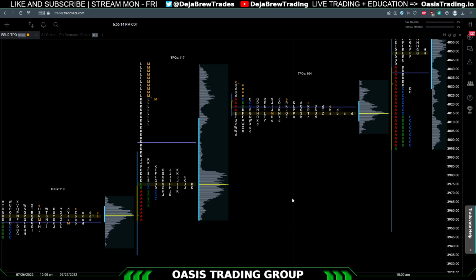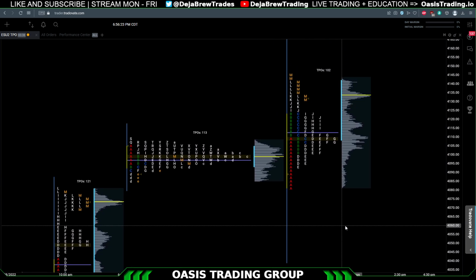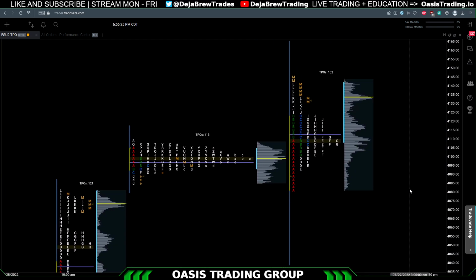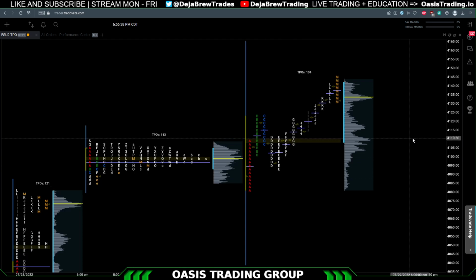Okay, the last few setups we want to go over here are the end of day spike and the closing fade. So this is why I like to color code my closing session. In this case, the orange session here would be the closing session. And if we go ahead and split this profile, we can kind of see what happens during that session.